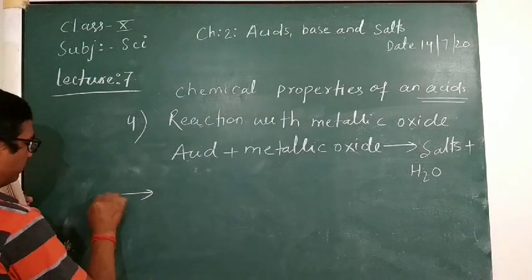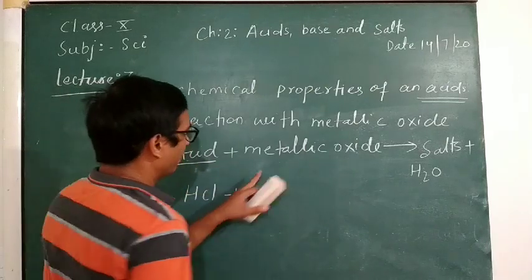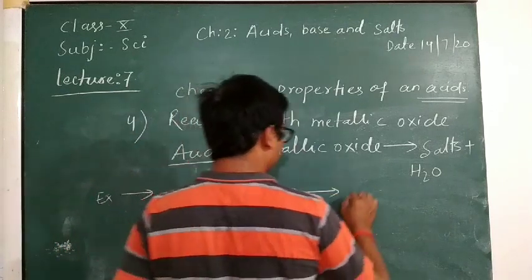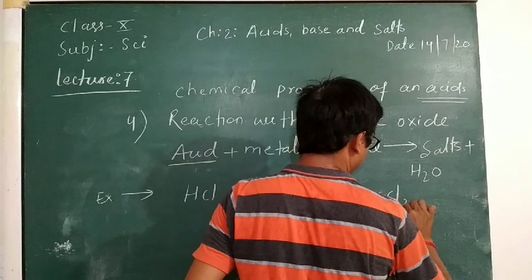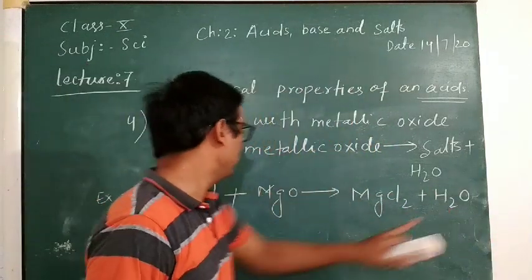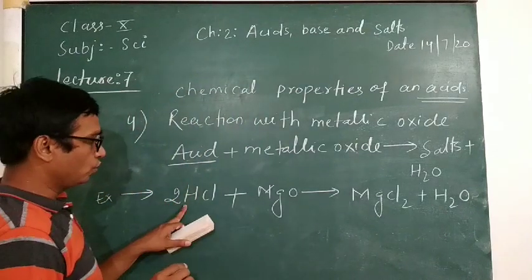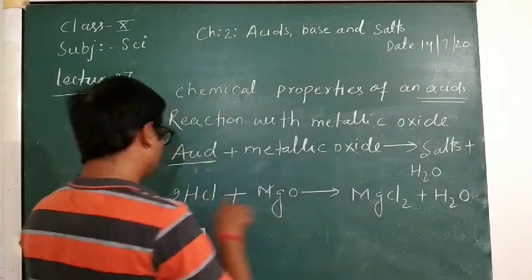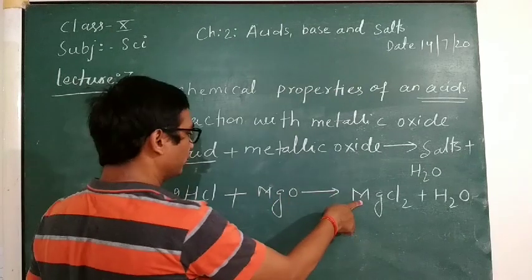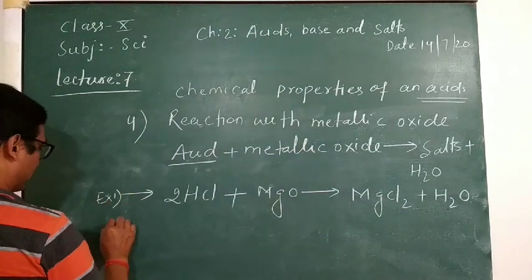Now let us take one example. Acid we can take HCl as common. Metallic oxide you can take as magnesium oxide. So it forms MgCl2 plus H2O. Now hydrogen is 2 over here, hydrogen is 1 over here, so we can place here 2. Now chlorine is also 2 here, chlorine is also 2 here. Now magnesium 1, magnesium 1. Oxygen 1, oxygen 1.